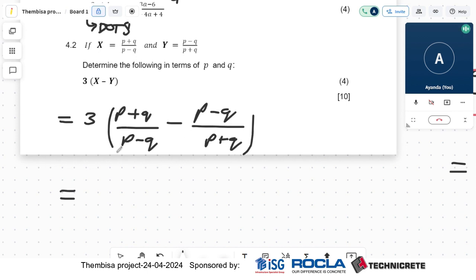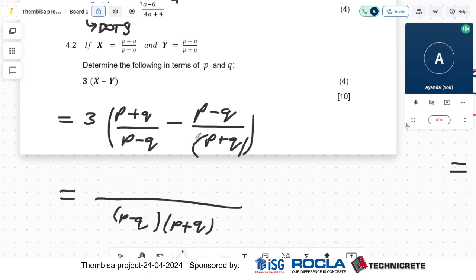Now we need to get a common denominator. Our lowest common denominator is going to be (p − q) times (p + q). So that means we're going to have to multiply (p + q) by (p + q) and (p − q) by (p + q). So (p + q) gives us (p + q)², (p + q) times (p + q). And this is going to be minus (p − q) times (p − q), which gives us (p − q)². And all of this is multiplied by 3.